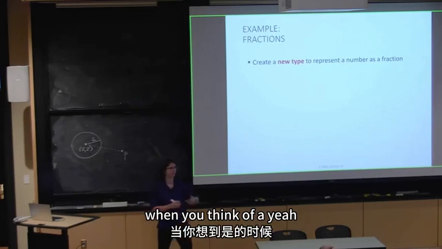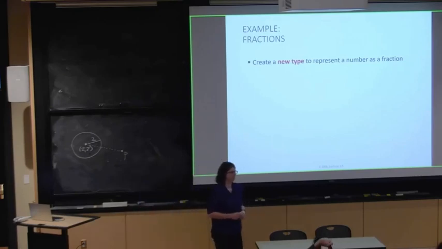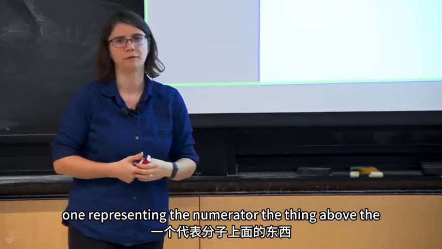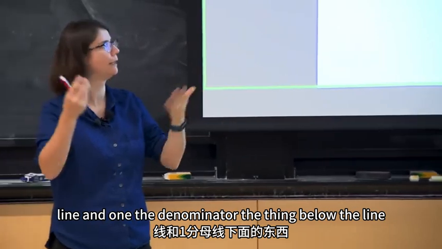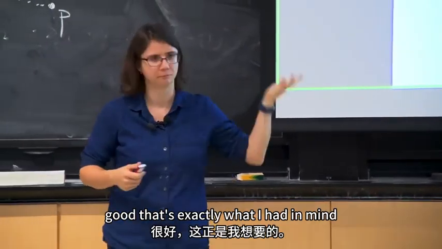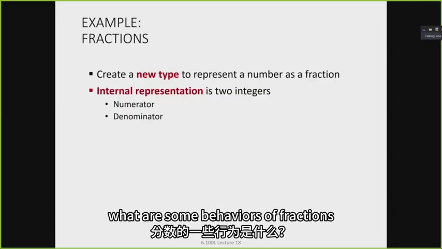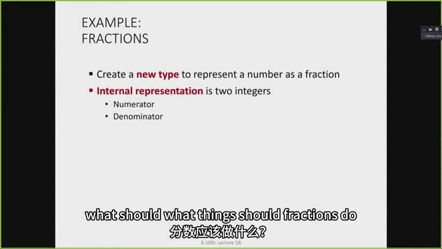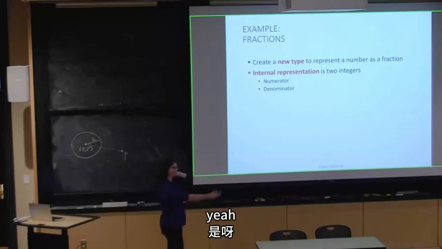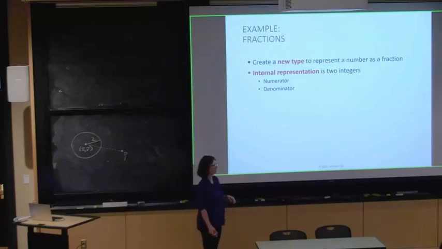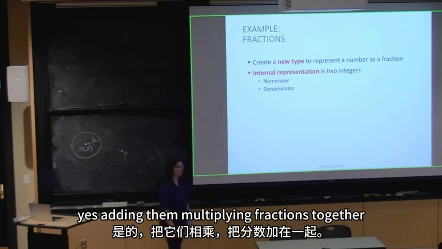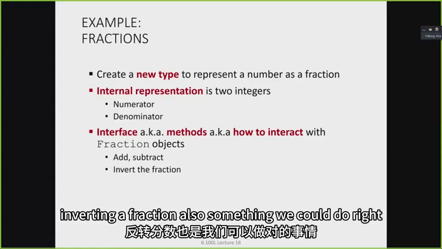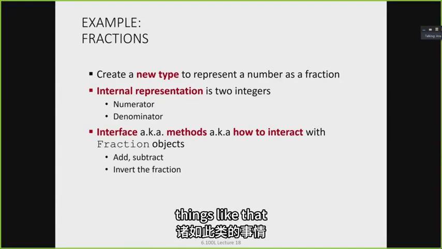When you think of a, yeah. Is it like a set of 2 points, one being the numerator? Yeah, a set of two things, maybe integers, one representing the numerator, the thing above the line, and one the denominator, the thing below the line. Good, that's exactly what I had in mind. What are some behaviors of fractions? You guys tell me. What things should fractions do? Yeah. Yes, adding them, multiplying fractions together, dividing them, inverting a fraction, also something we could do, so 1 over what it currently is, things like that.